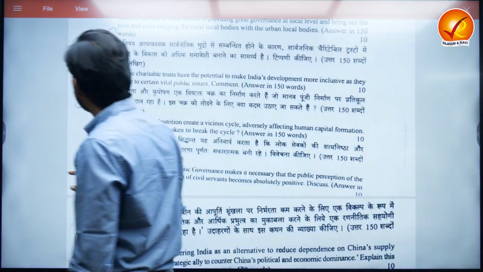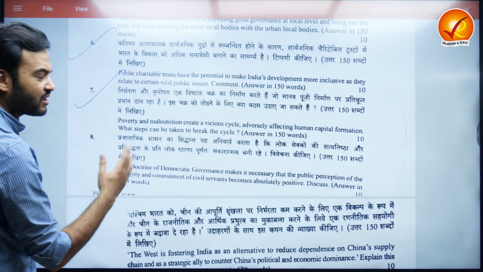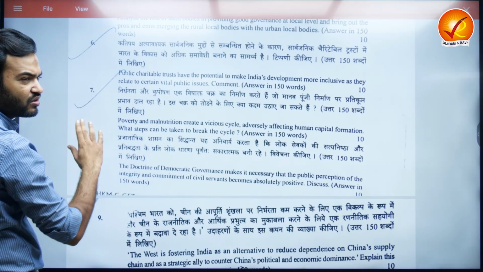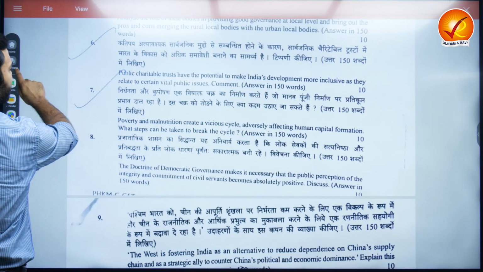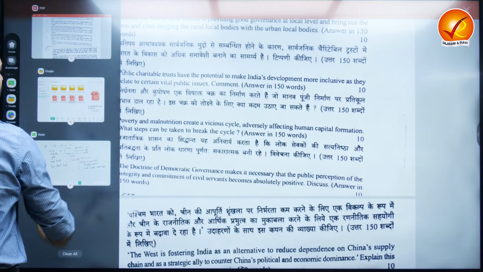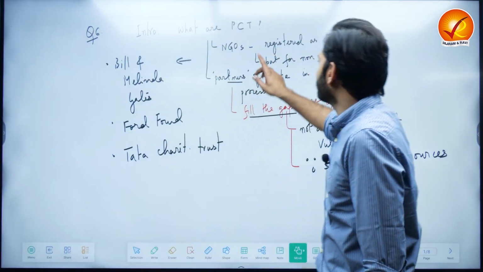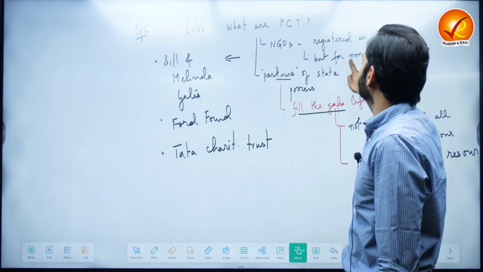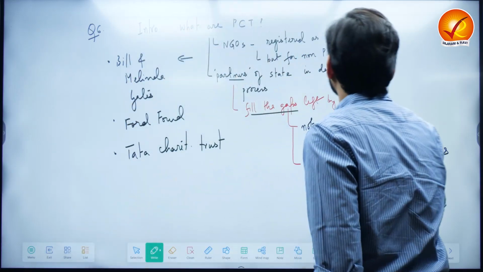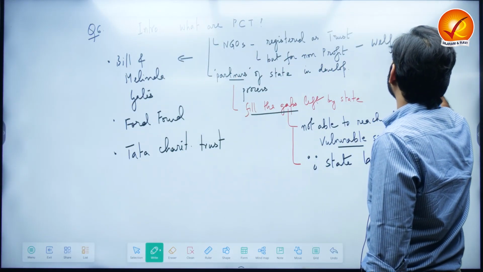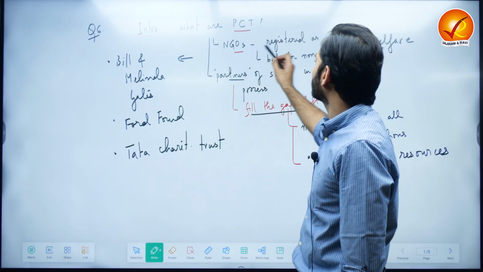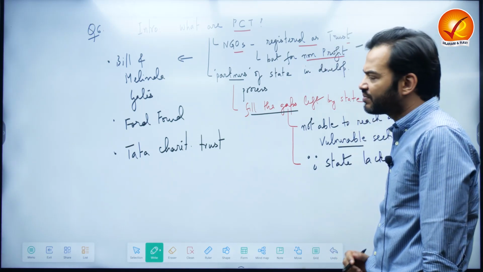So it is a quite simple question. Public charitable trusts are nothing but NGOs registered as trust. And if an NGO is registered as trust, the goal of the public charitable trust will not be to make profit. The goal will be non-profit, for the welfare of vulnerable sections of society. So in the introduction you can write what are public charitable trusts. They are NGOs registered as trust but for non-profit.